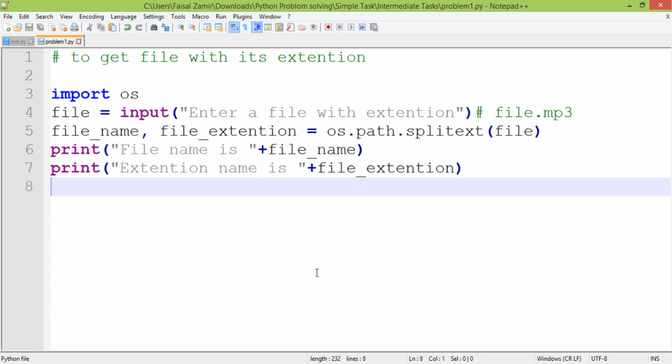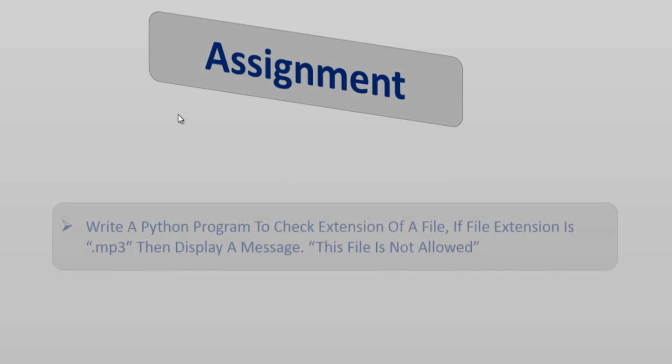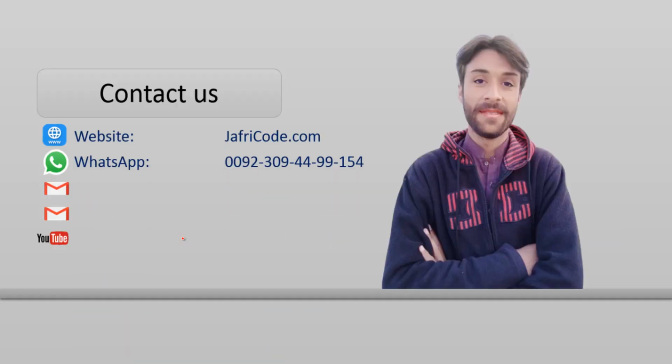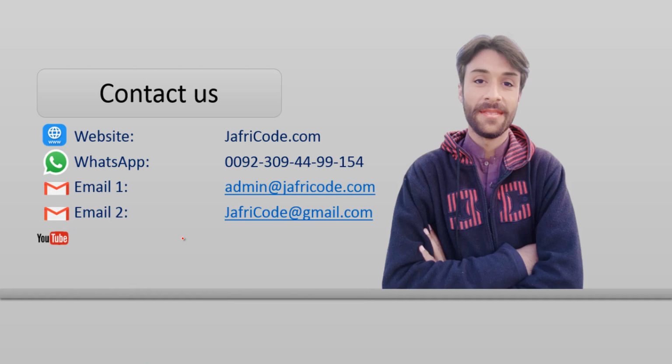We go to the PPT slide and I share the assignment of what you have to do. This is the assignment: you have to write a Python program to check the file extension. If the file extension is .mp3, then display a message: this file is not allowed. This is the functionality you have to develop. Anyhow, if you face any problem or issue while learning with us, you can discuss with me without any hesitation. Thank you.